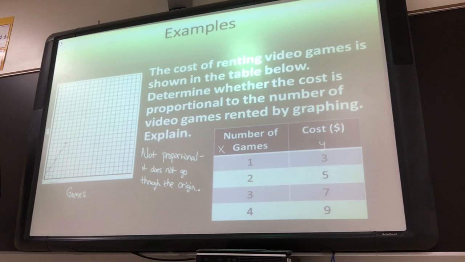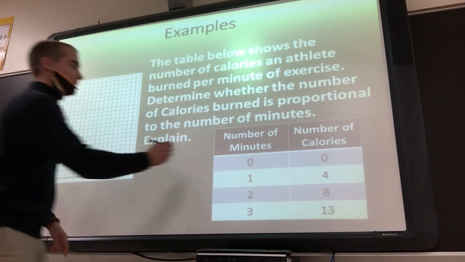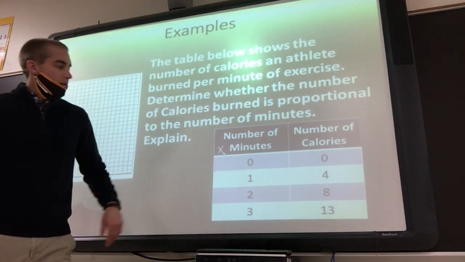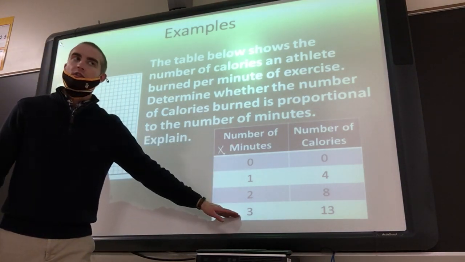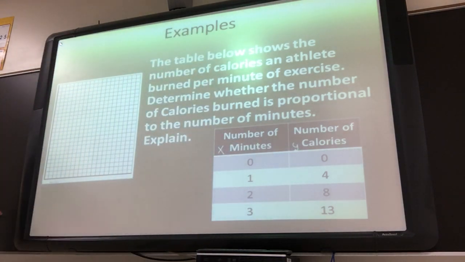Let's do another one together. All right, so let's look at the next one. Once again, they give us the table, number of minutes and number of calories. So which one do you think is X? Which one is independent of the other? Number of minutes? Yep, number of minutes is independent, because we would fill out 0, 1, 2, 3 first, and then we would see what calories are. And so minutes is going to go on the x-axis. Calories would go on the y.